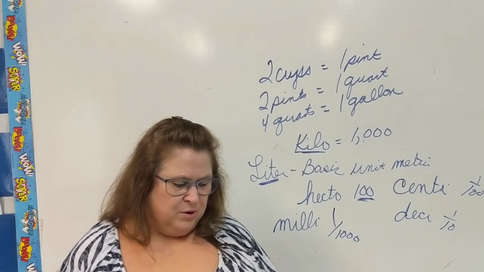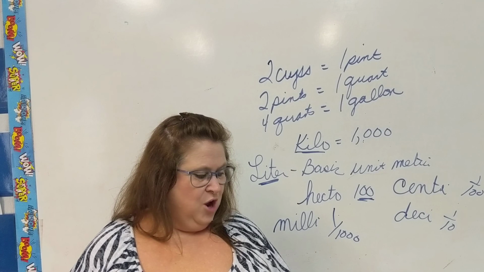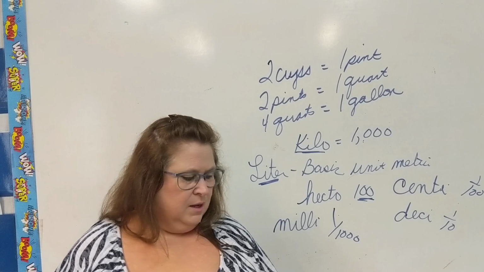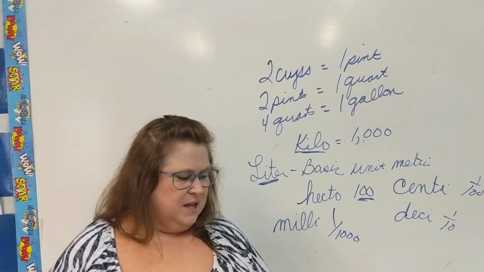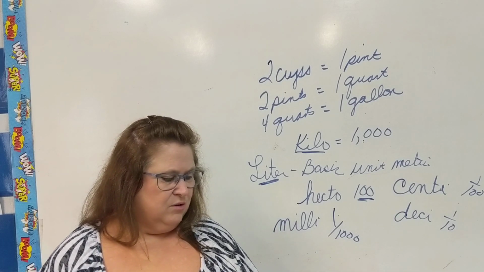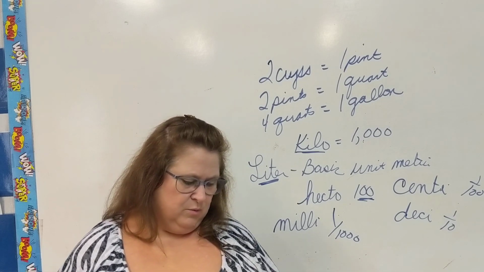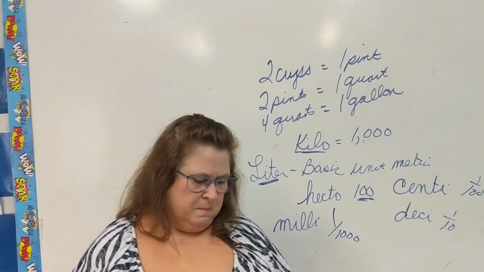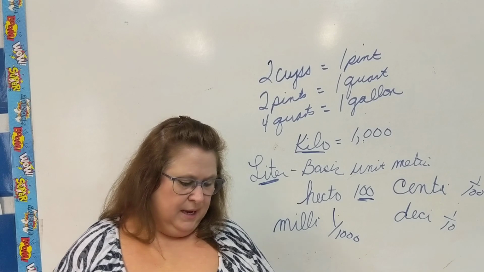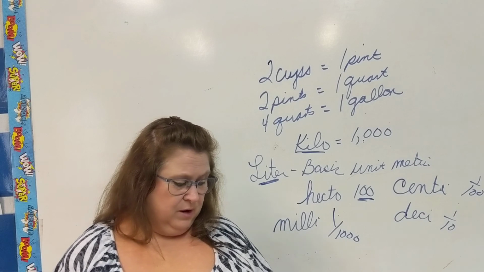Letter C, it says 100 hectoliters equals 10 deciliters. Is that true? No, that is not true. If you look at our little chart up here, it says that 100 hectoliters would equal 1 million milliliters of water. But we're talking about hectoliters to deciliters. But no, 100 hectoliters would equal 1 liter. So that is not true. So that will be colored in the letter B.